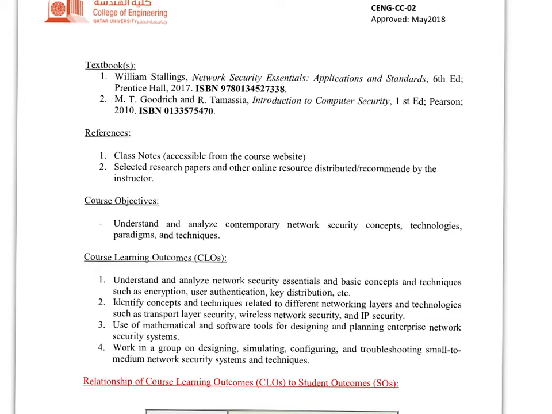But again, these are extra materials that will not be part of the core materials of the class. So the course objective is to understand and analyze contemporary network security concepts, technology, and paradigms, which is related to network security in particular. So we'll talk about the difference between normal information or computer security, which is the big umbrella, and what we mean by network security.